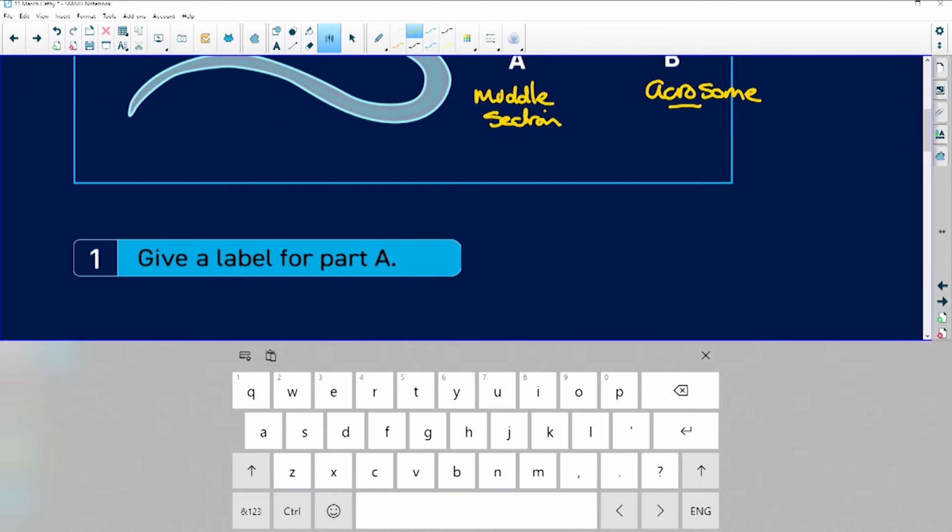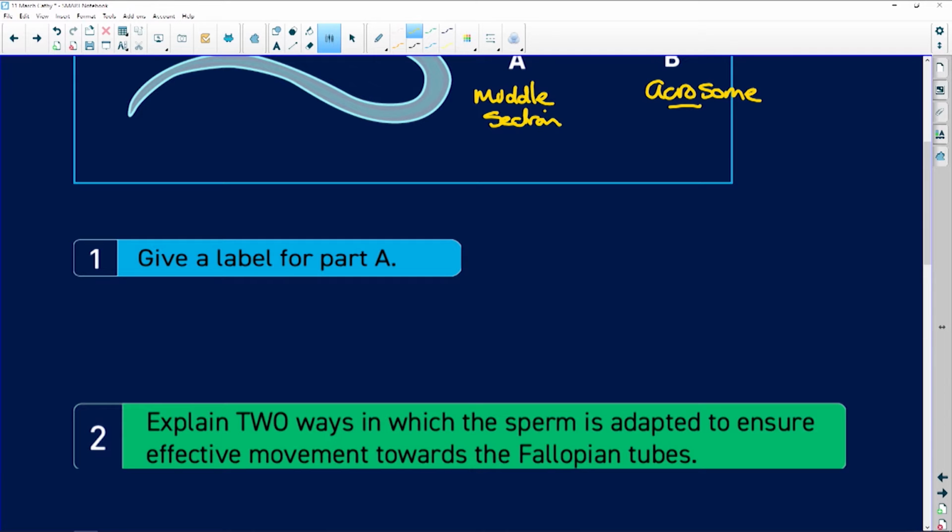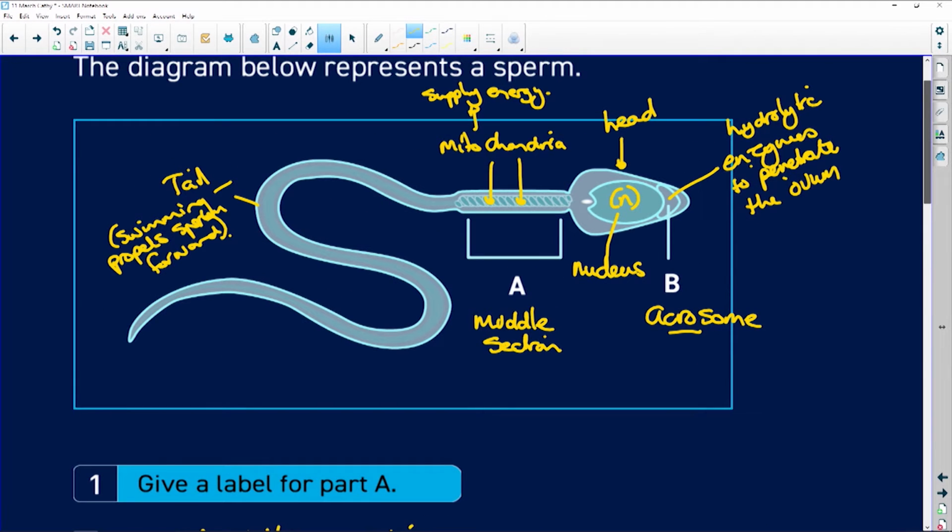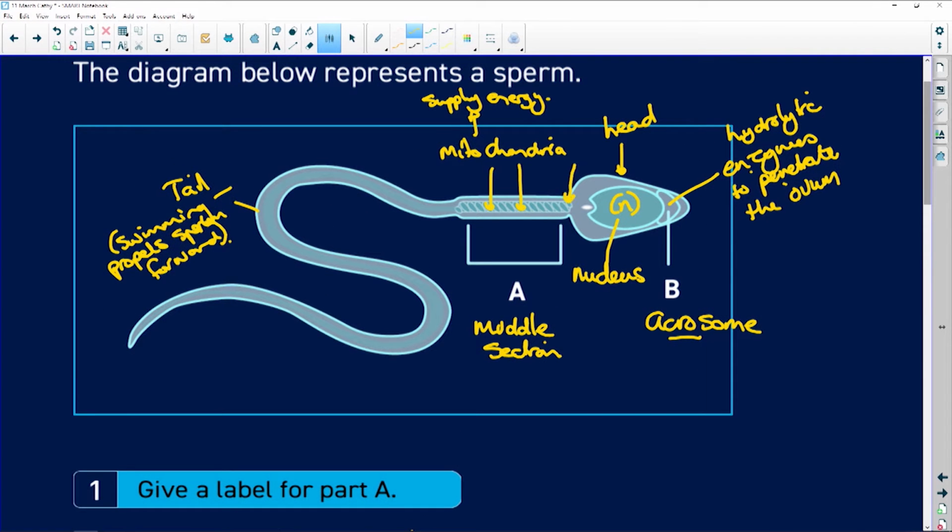It says, give a label for part A. So part A is the middle section. Or you can call it the midsection, or you can call it the mid-region. If there are 20 textbooks, there'll be 20 different variations there. But middle section, midsection, perfect. Oh, just by the way, it's not the neck. The neck is here. Okay, that's the neck. So the neck is in between the head and that midsection, which has the mitochondria.